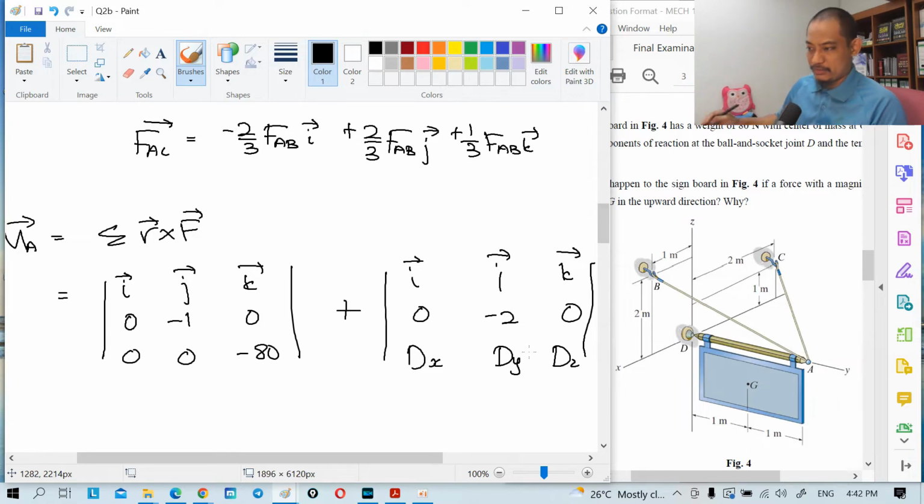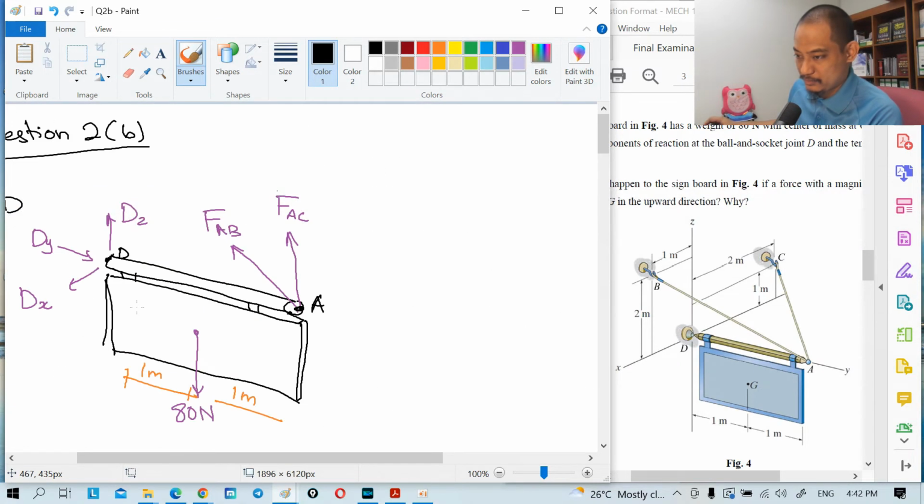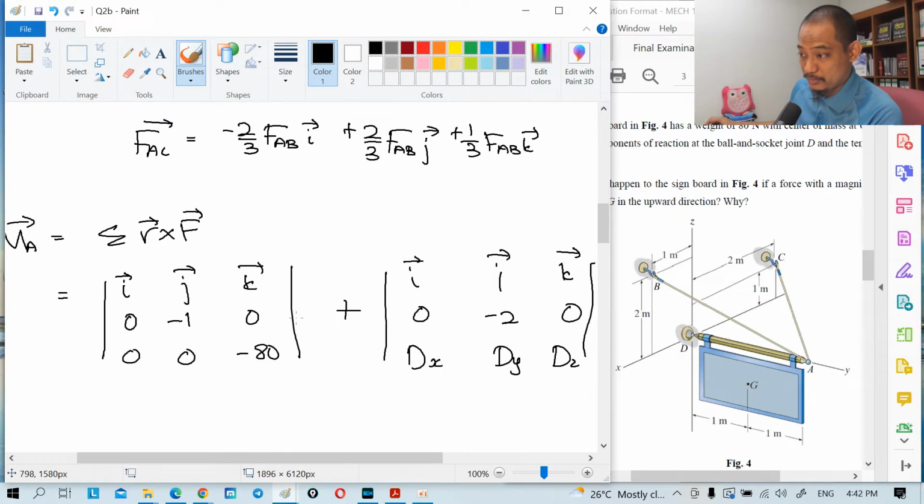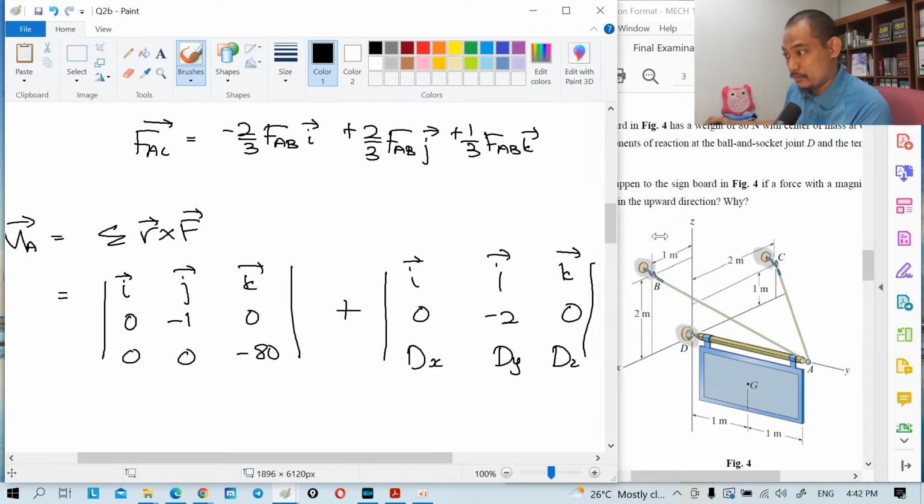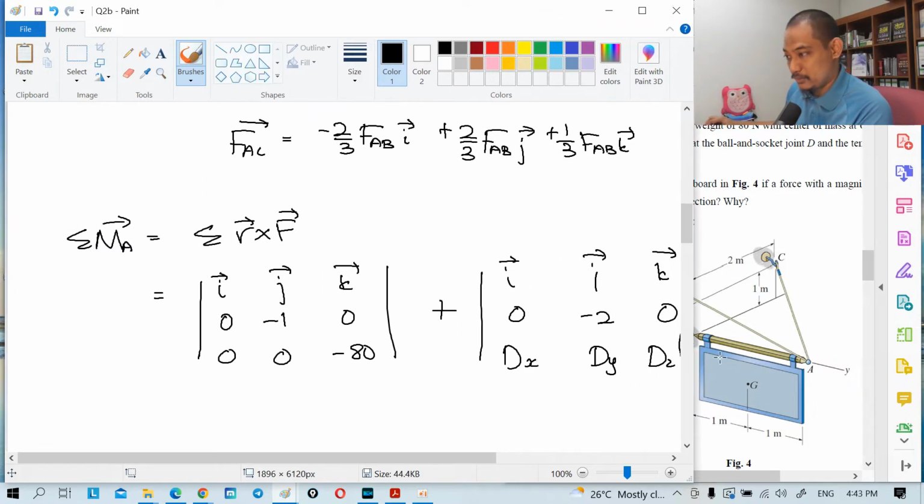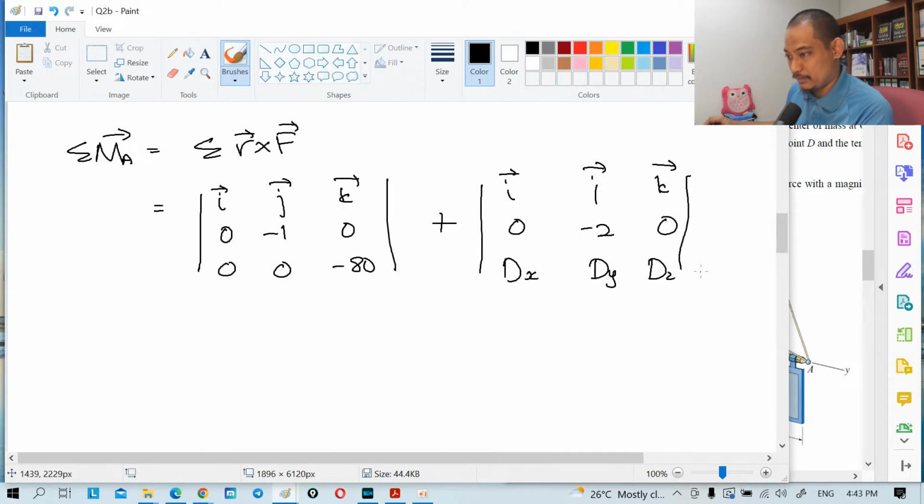Right, now how do I know dx, dy, dz? Because I put it all as positive here, right? If I put randomly, then this has to follow the free body diagram. Anyway, with this in mind, can we calculate?